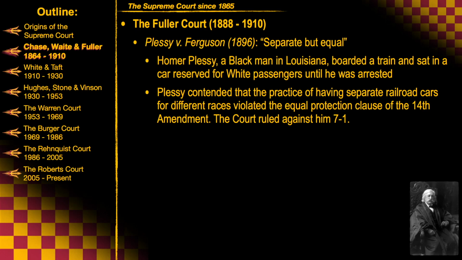And yet, rather than ruling that discrimination in public accommodations like motels and railroad cars was unconstitutional, the court rules almost unanimously that it is protected, that it is constitutional. And this would not be overturned until Brown versus the Board of Education in 1954.